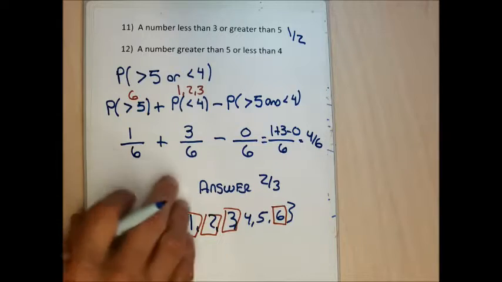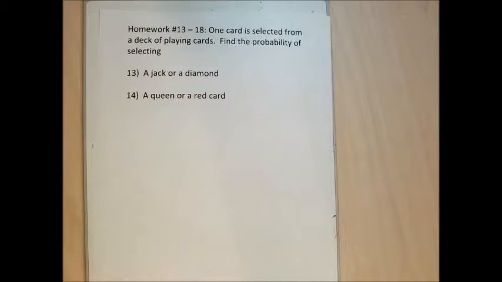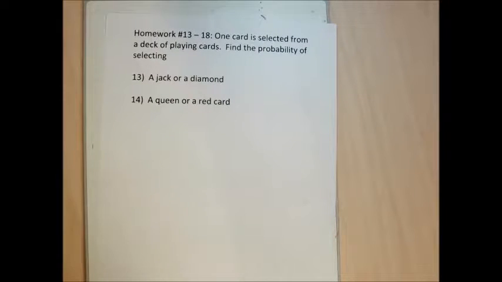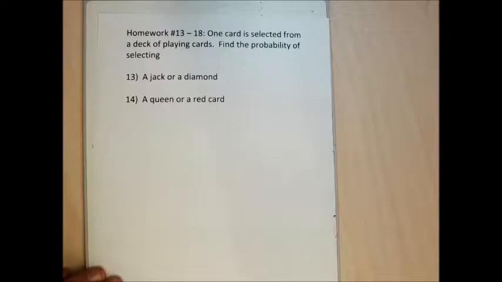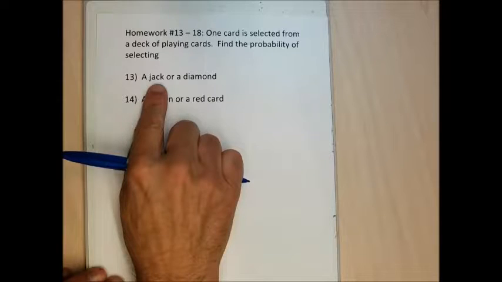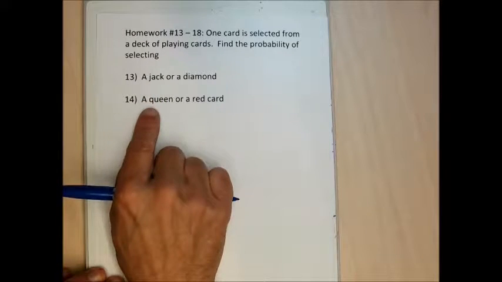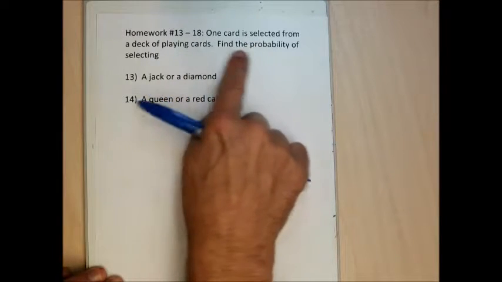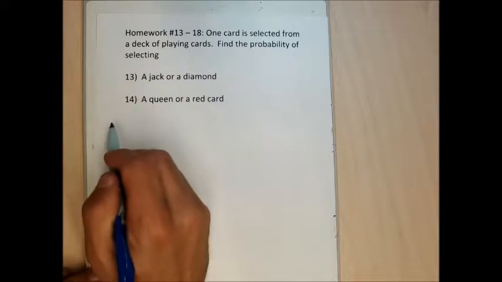More card problems coming up. So more OR probabilities. I don't know why I have the cards separated, but I just did them. So 13, you've done something like this already, you should be able to do. Let me do 14. One card is selected from a deck of playing cards. Find the probability of getting a queen or a diamond.